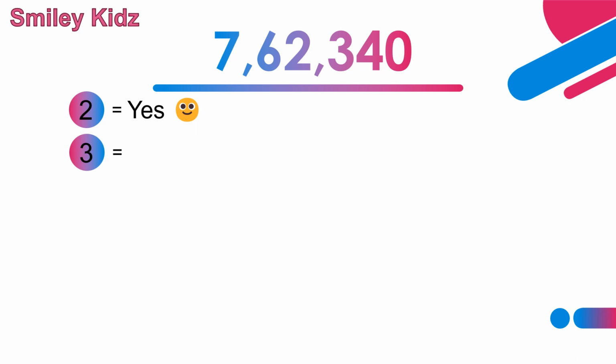Is 7,62,340 divisible by 3? The divisibility rule of 3 is if the sum of the digits is divisible by 3, then the number is divisible by 3. So, here we should add 7 plus 6 plus 2 plus 3 plus 4 plus 0, which is equal to 22. So, is 22 divisible by 3? No. So, 7,62,340 is not divisible by 3.